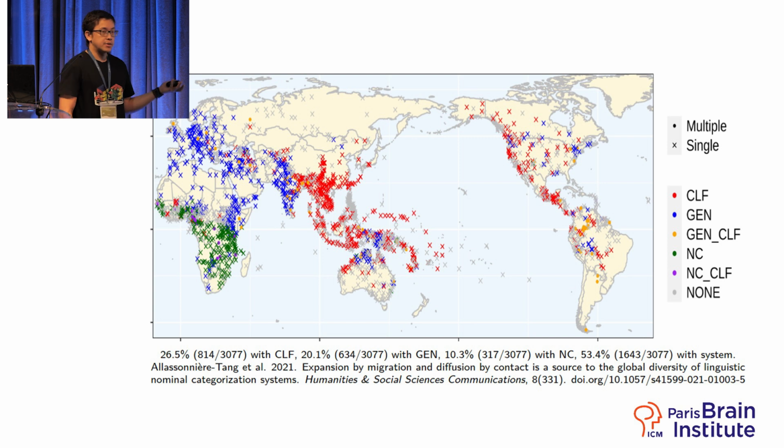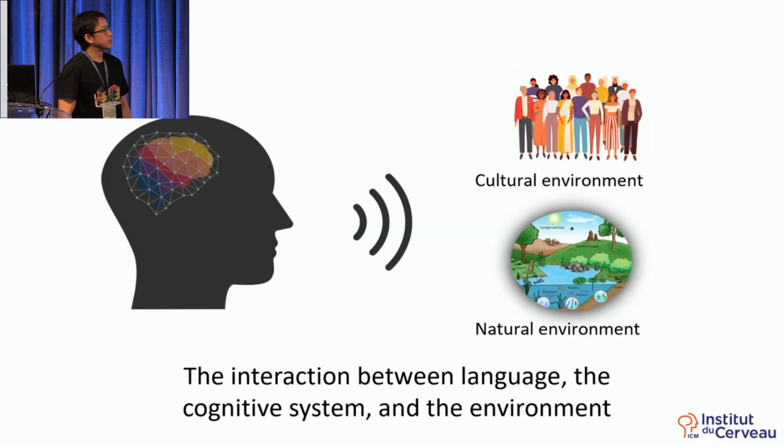After finding them, what I'm doing with colleagues as well is to look at the interaction between language, the cognitive system, and the environment. The environment can be cultural or natural. I'm going to give some examples. If you take the natural environment as an example, let's say a language is spoken in an area where you have a lot of plants: are you more likely to have categories based on plants, for example?